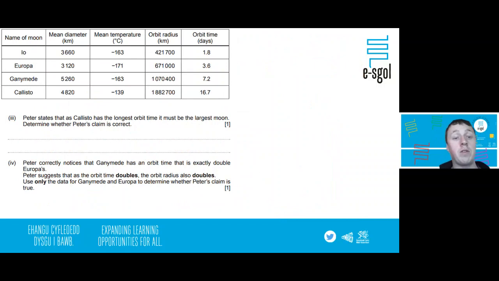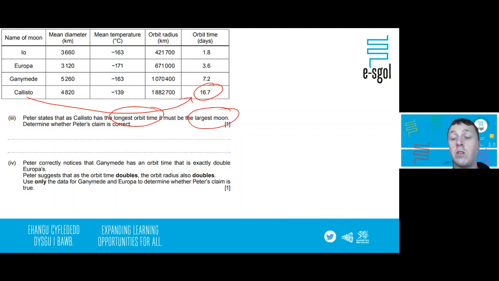If we look at part 3, it states that Peter is stating that as Callisto has the longest orbit time, it must be the largest moon. Determine whether Peter's claim is correct. So this is because it has the longest orbit time, so check, that is true. Does that mean it also is the largest moon?